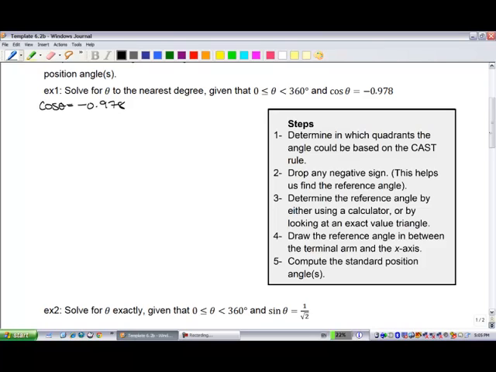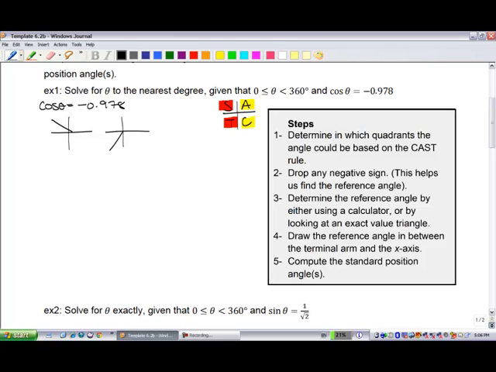I have a couple of steps off to the side here. Notice determining which quadrants the angle could be in, based on the CAST rule. If we take a look at a little CAST rule, let me just draw a little CAST. Cosine is positive in C and A, so it's negative in T and S. We are looking for where cosine is negative. So I'm going to draw two little Cartesian coordinate grids. One terminal arm in the sine quadrant, that's quadrant 2, and one in the tangent quadrant, which is quadrant 3, because that's where cosine's negative.